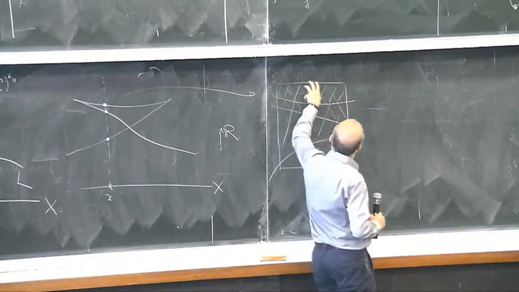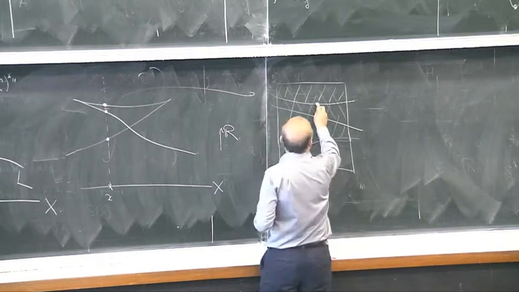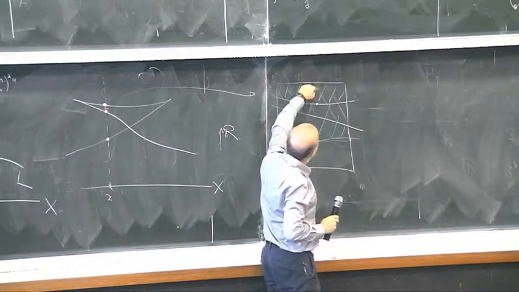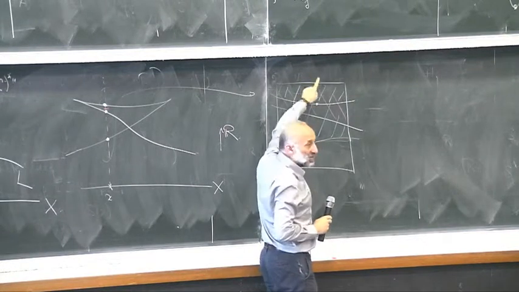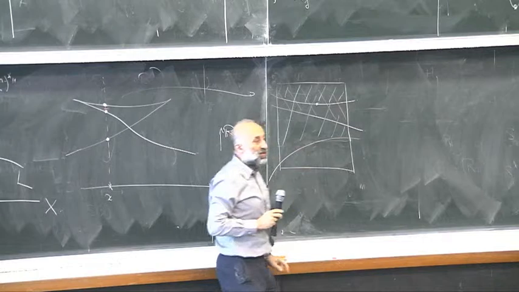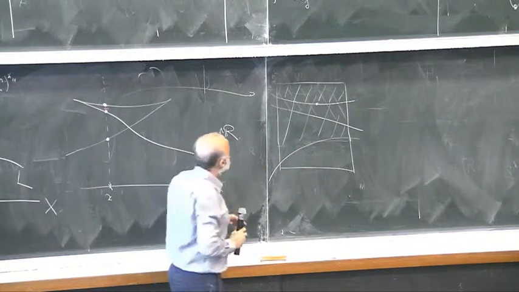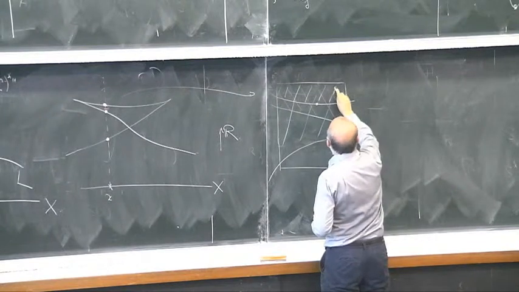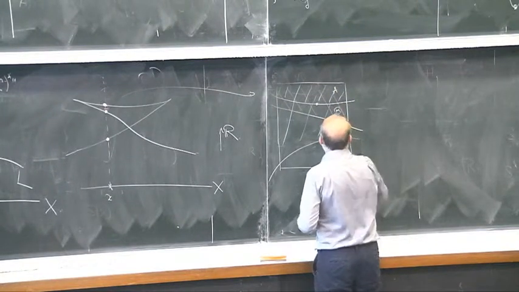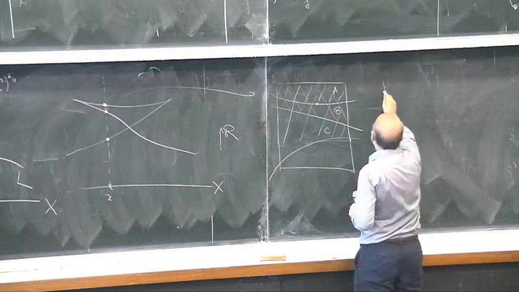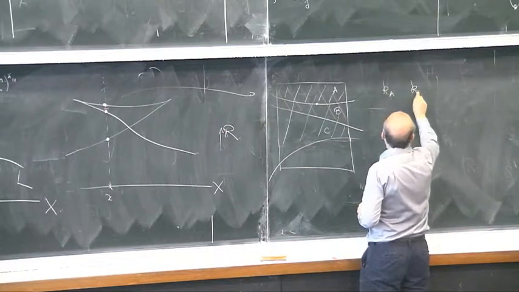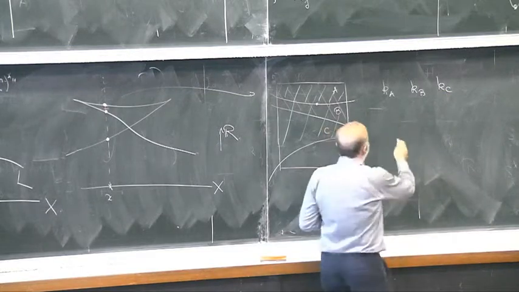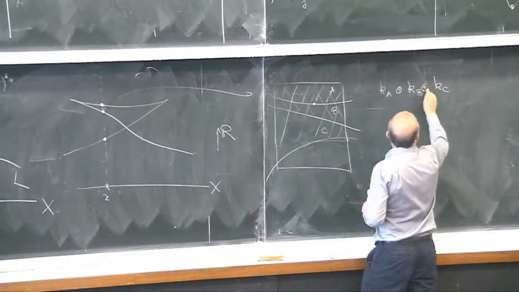So for each generator here, for a point here, I can consider the constant section here, for this point here, the constant section here, and for this point here, the constant section above. Let's call these regions A, B, and C. So I have the regions Ka, Kb, and Kc. My total complex is going to be the sum here.